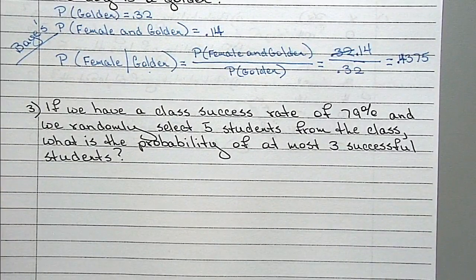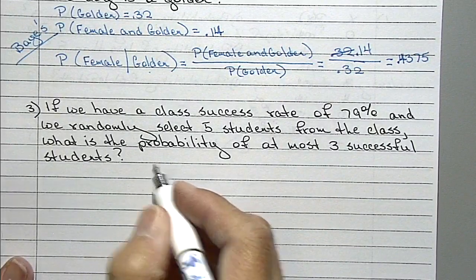Now, we have a class success rate. Let's say we have a class success rate of 79%, and we randomly select 5 students from the class. What's the probability of at most 3 successful students? Well, now, this is another binomial, isn't it? They're either successful or they're not successful.